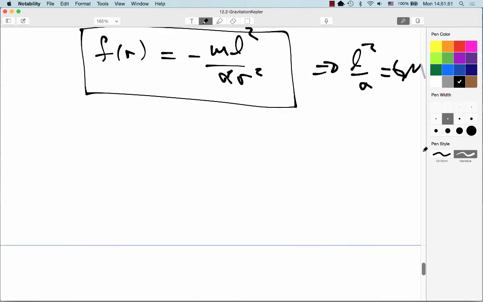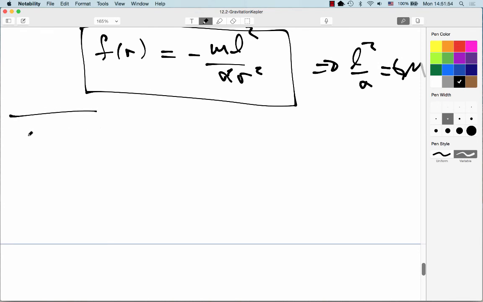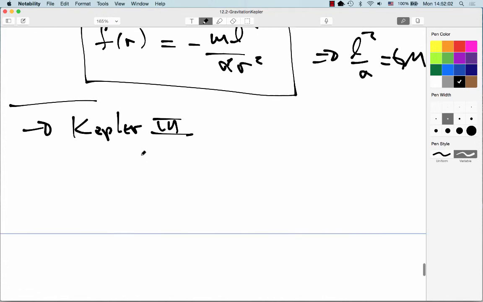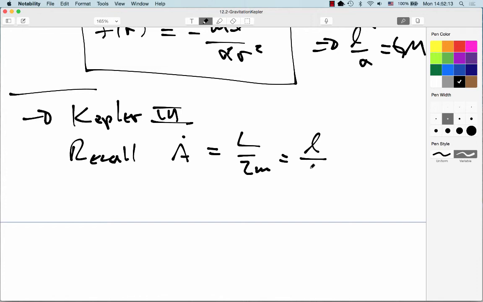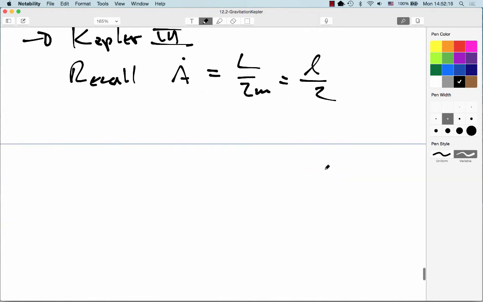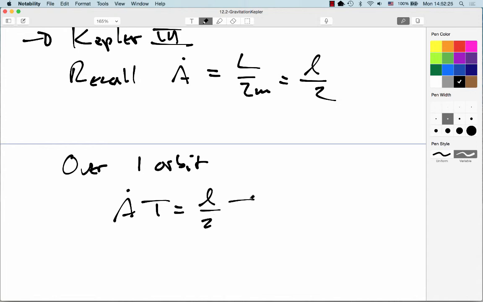All right, now as for Kepler's third law, we may as well treat that while we're here. It serves as a good check. So we've got our force law. We recall that the areal velocity we worked out was L over 2m, or the reduced angular momentum over 2. So over one orbit, the areal velocity times the period would be equal to L over 2 times the period. Well, that's really cool.